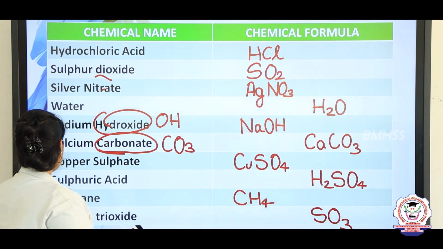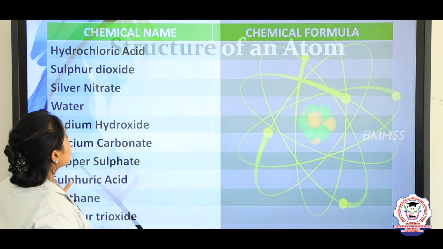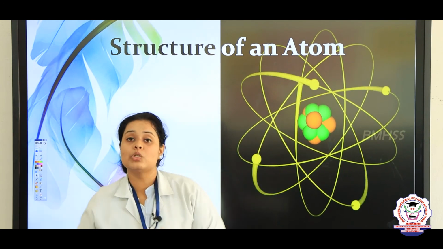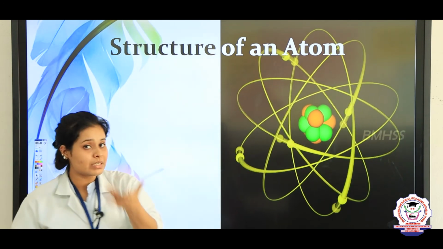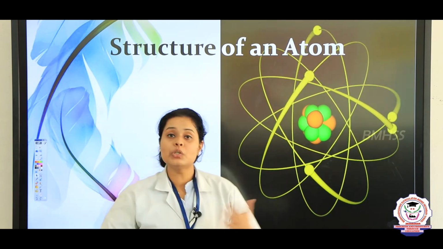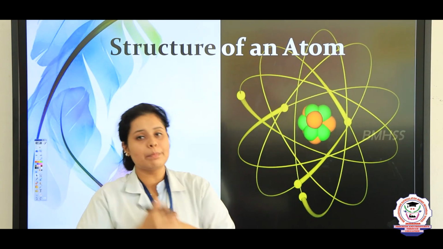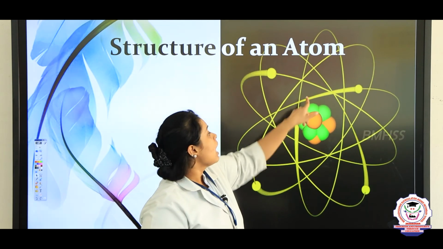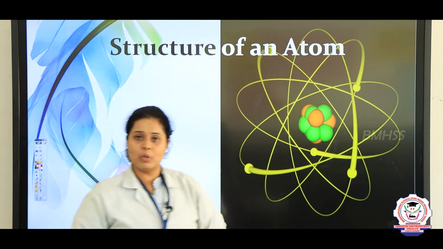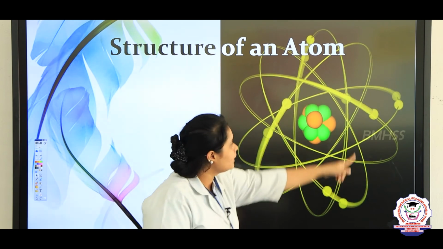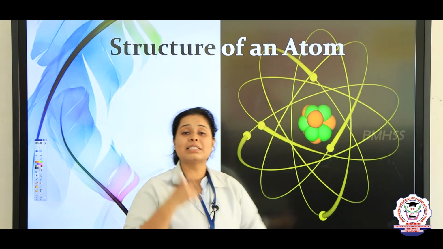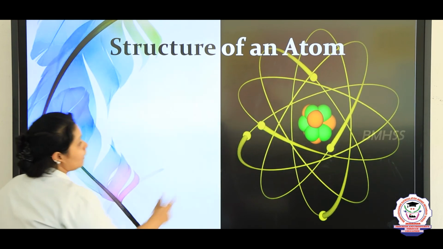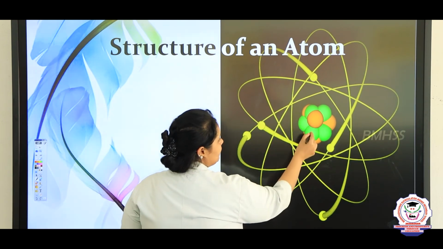Okay children? So now let's see what an atom is. Generally, children, an atom is not one particular substance, but it is the combination of small atomic particles. Here you can see that inside there are green and orange colored balls, and outside there are yellow colored balls which are constantly moving. So here we can write the particles which are present inside.